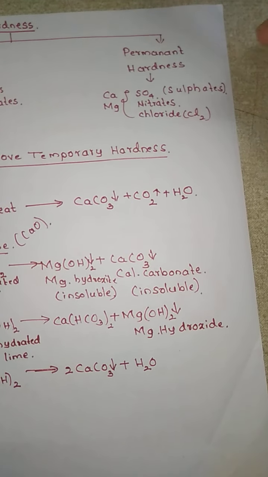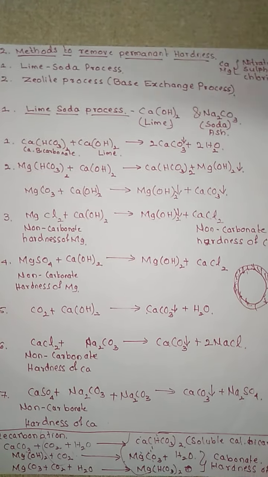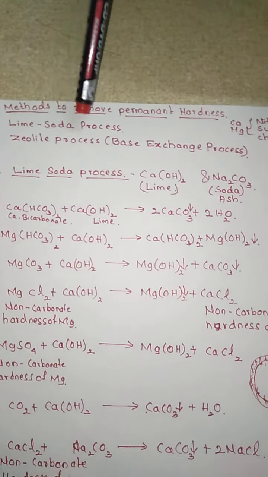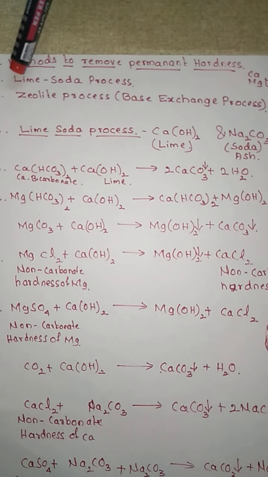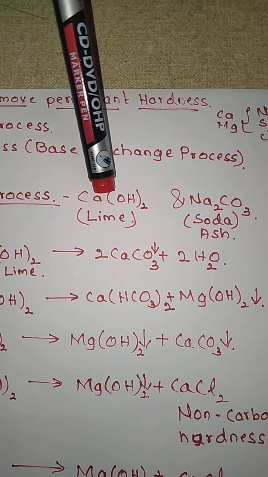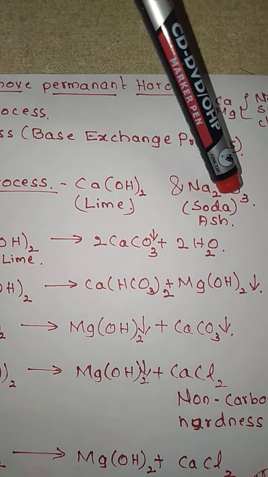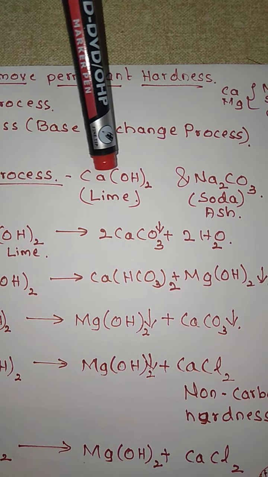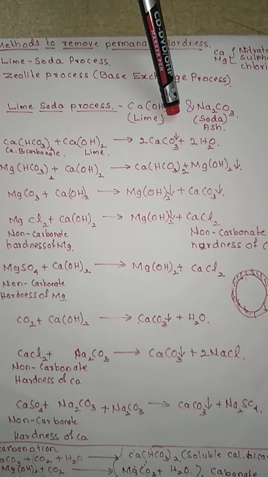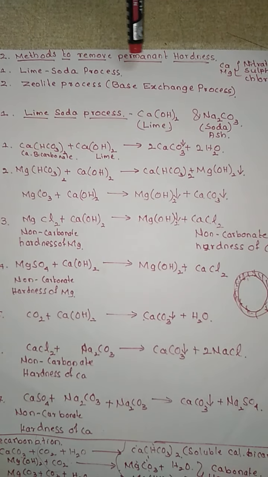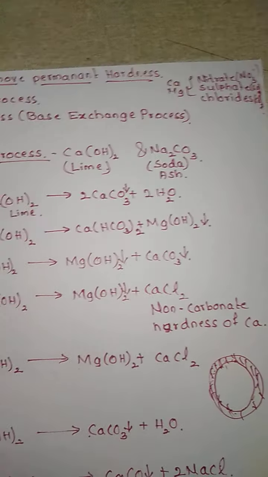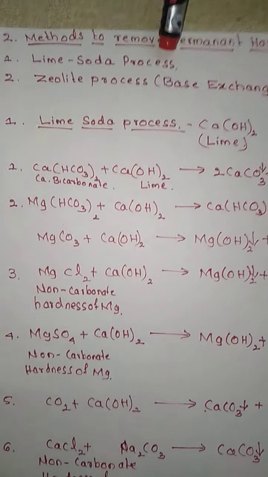We are going to use two processes, that is, the lime soda process and the zeolite process. In the lime soda process, as the name indicates, we are going to use two elements, that is lime and soda. Lime has the formula Ca(OH)2 and soda has the formula Na2CO3. We use these two in order to remove the permanent hardness, that is calcium and magnesium associated with sulfate, nitrate and chloride. If we want to remove this, the first process we use is the lime soda process.